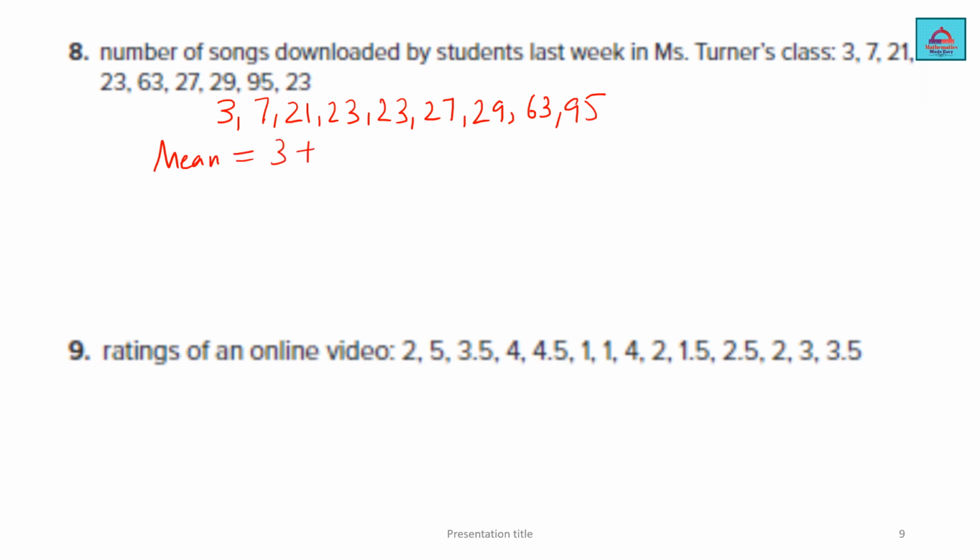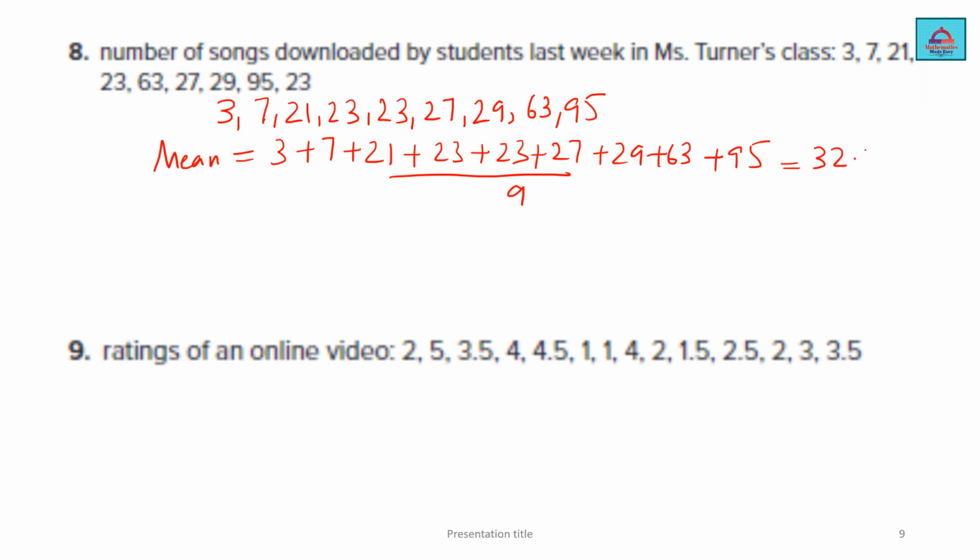Let's solve similarly by arranging in ascending order. So the smallest number here is 3, then 7, then 21, then 23. It comes twice, and then 27, 29, 63, 95. So for the mean, you add all these numbers, and when you add them, you divide the result that you get by 9 because there are 9 numbers. So just add them all and divide by 9. Now when you do that, the answer that you get is in decimal, 32.33. So it's near about 32.